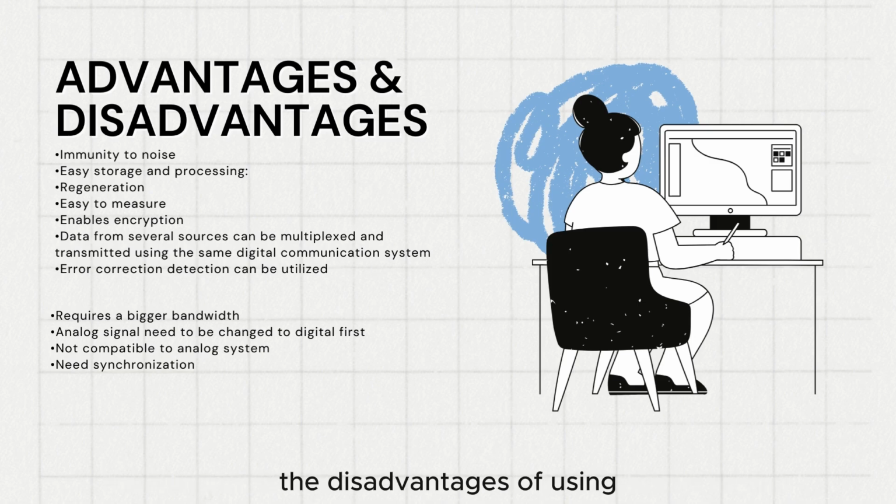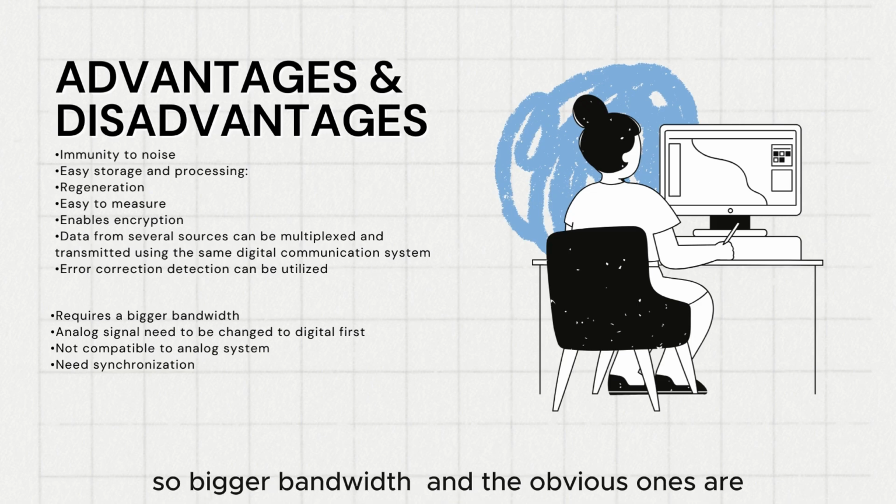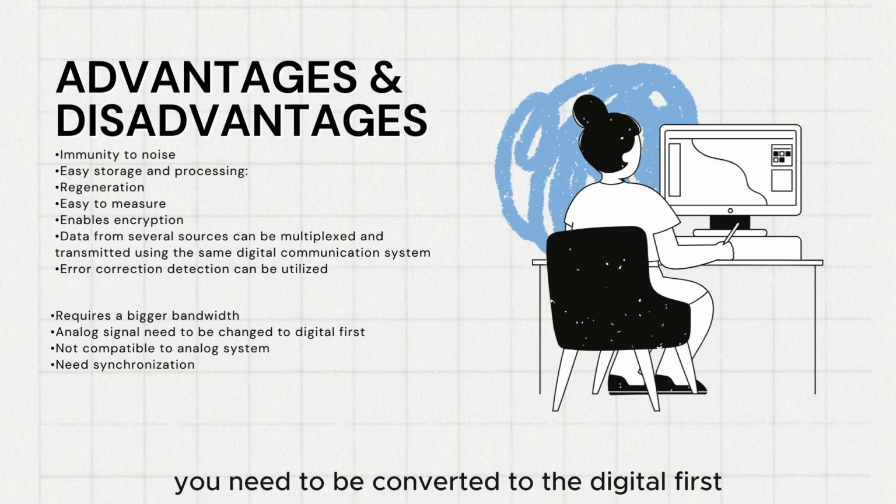The disadvantages of using digital form are that it requires a lot of storage, so bigger bandwidth. And the obvious one, it needs to be converted to digital first, and it is not compatible with analog systems. And lastly, it needs synchronization.